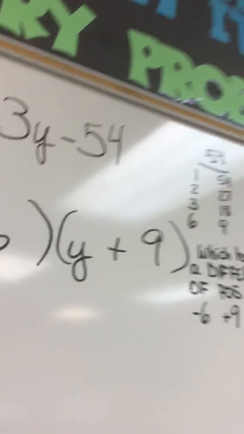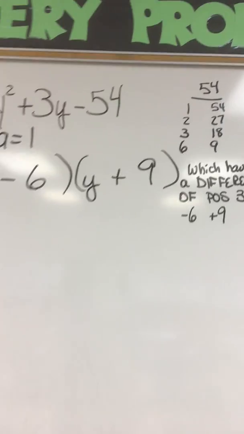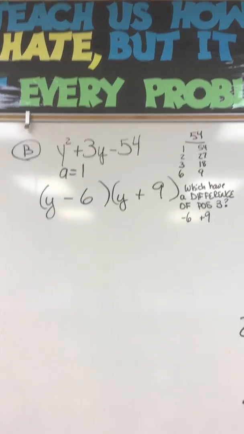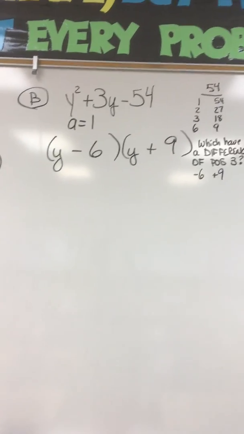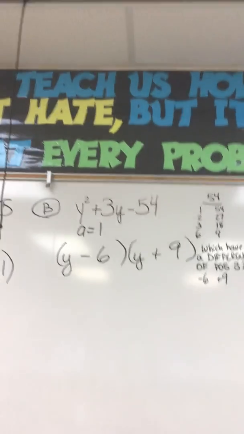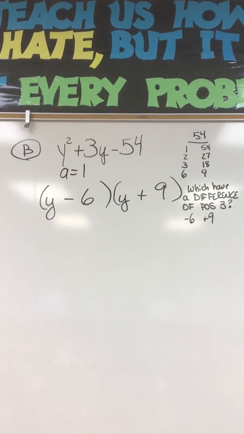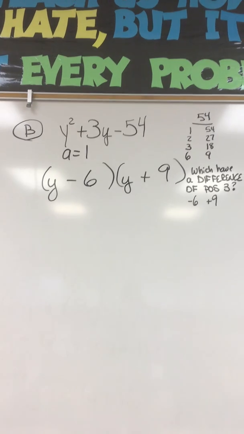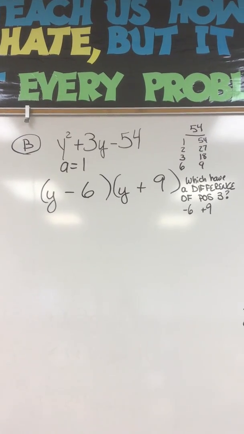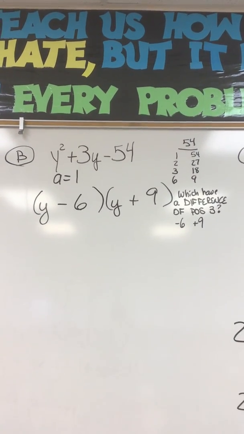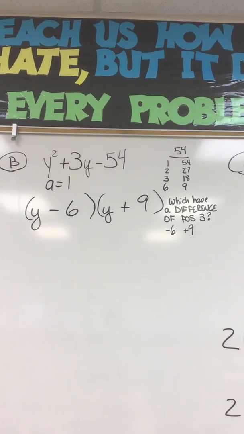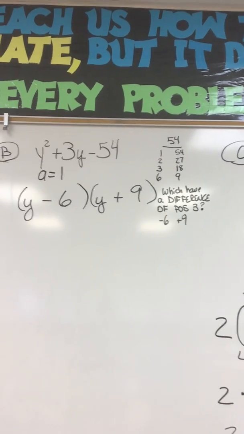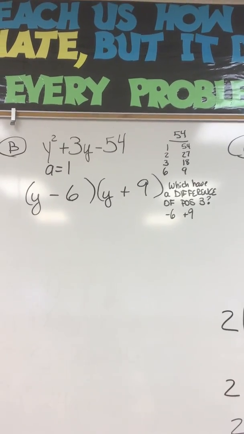So let's remind ourselves how we know that. When we're looking at these expressions, we can read them. I start at the c term. When a is 1, I know all I have to do is find the difference of the factors of 54, and I know it's a difference because it's minus 54. I have to find the factors of 54 that have a difference of positive 3. And I get positive 3 because that's my b term.